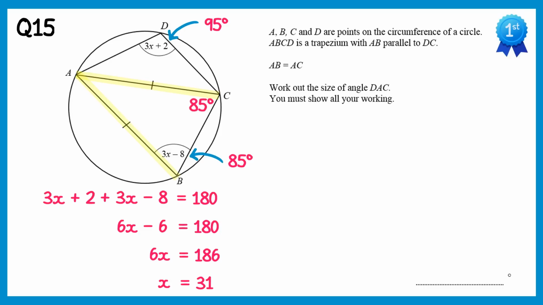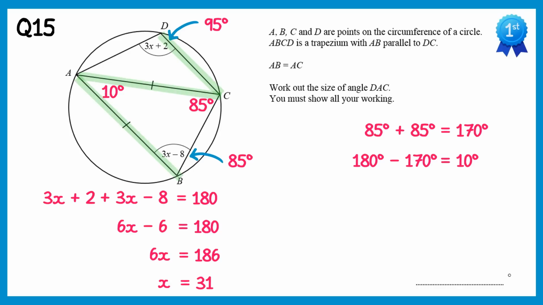Now if you add together the two angles we found in this triangle, 85 and 85, you get 170, and since the angles in a triangle add up to 180, 180 take 170 gives you 10. So the angle at the top here, BAC, is 10 degrees. Now remember, in this question we've got a trapezium, and we've been told that lines AB and DC are parallel. So if we draw this on here, bearing in mind that AB and DC are parallel, we have some alternate angles. So angle DCA is also 10 degrees.